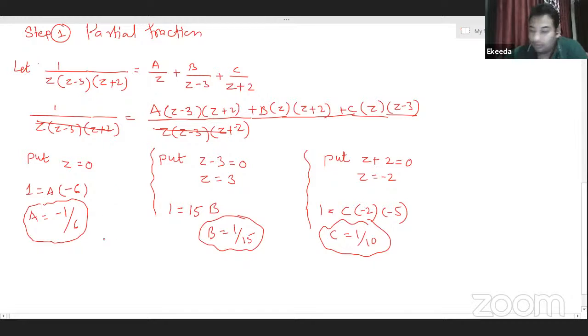Therefore, our basic problem, f of z, got converted into partial fractions. This was the problem, and this is equal to this particular expression. So let us put the A, B, C values in this expression. What is the value of A that we got? We got minus 1 by 6. So here it will be minus 1 by 6 upon z. What is the value of B?